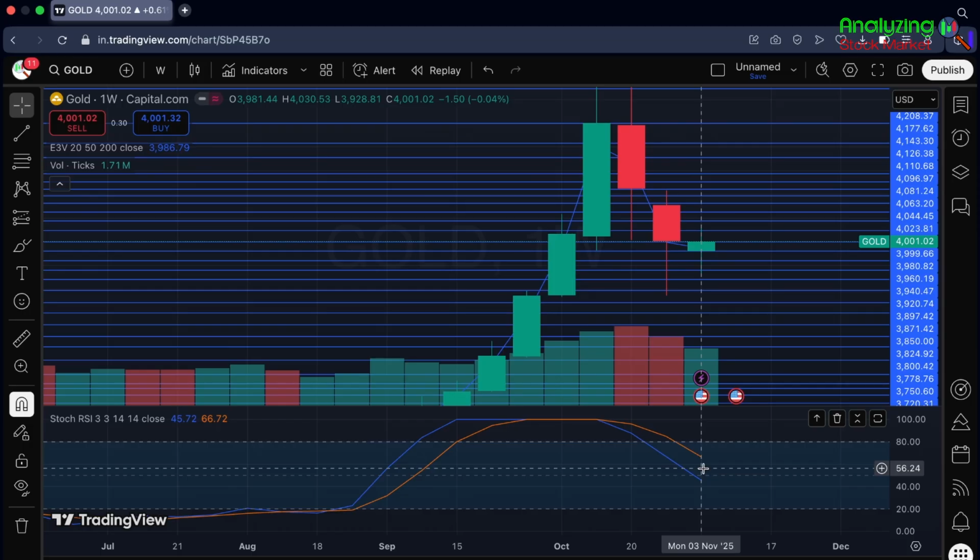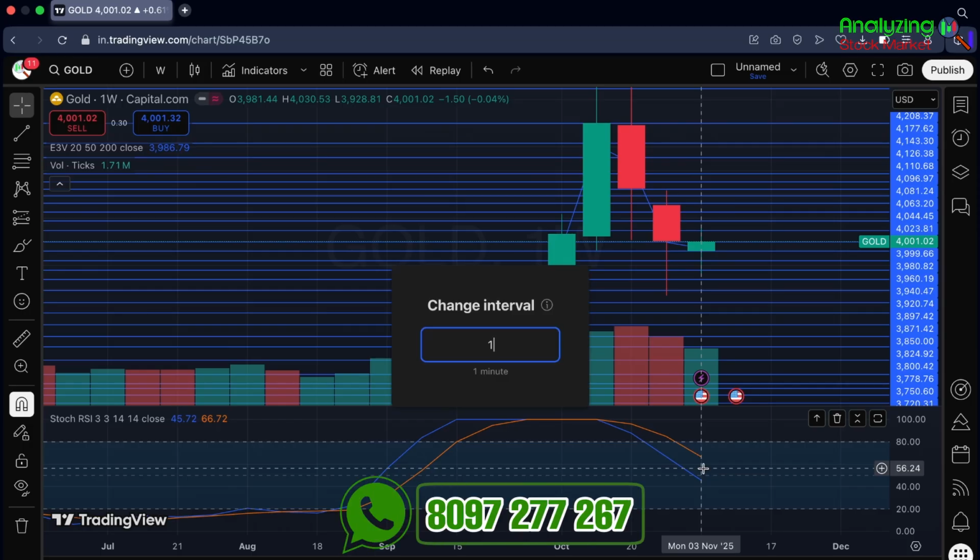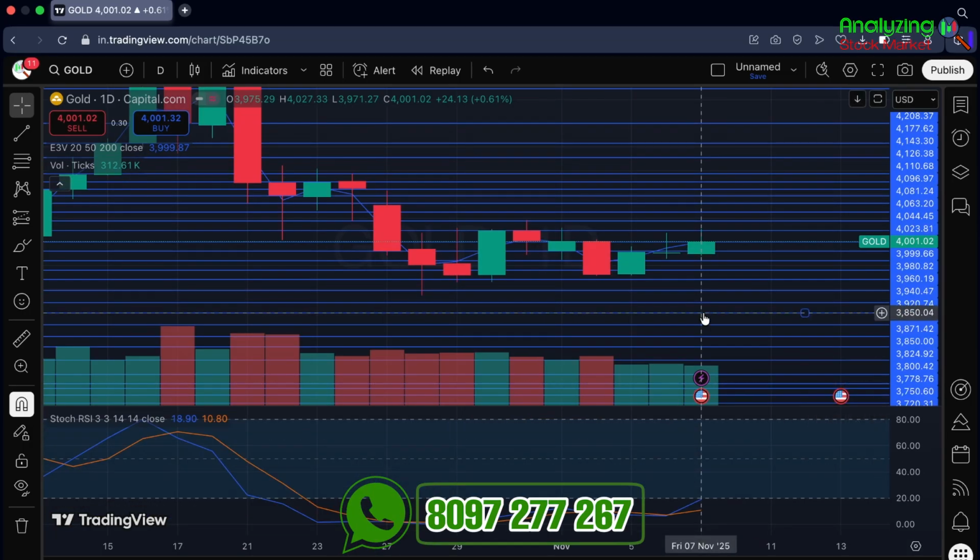Now let's mark some important support and resistance zones on our one-day chart. So let's open our one-day chart. This is our one-day chart.